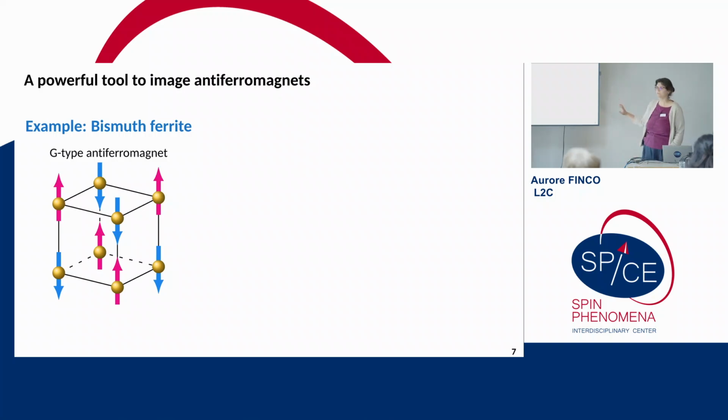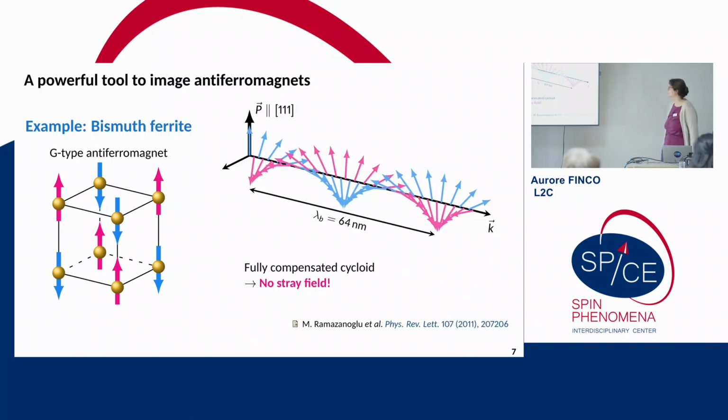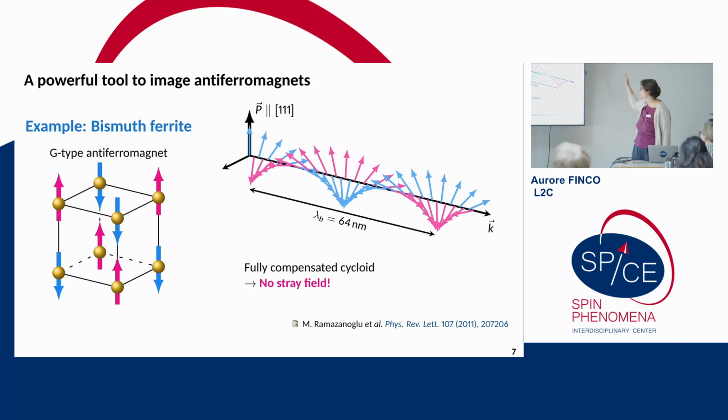At order 0, it's a G-type antiferromagnet. But actually, this antiferromagnetic order is modulated. There's a cycloidal modulation of the order with a period of about 64 nanometers. But if you look at this and think that our NV will be 50 nanometers above, this is a completely compensated texture. So there should be no stray field at 50 nanometers from this. So we should not be able to see it.